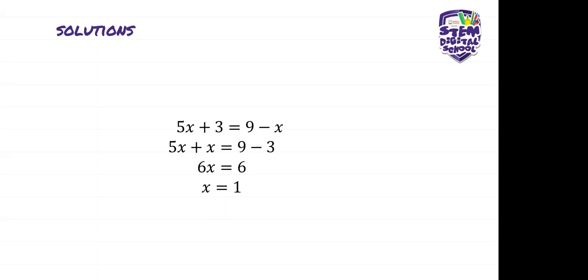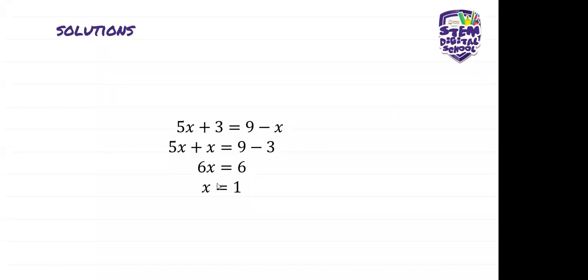And sure, you can test, and once you test it, you'll be able to see that it will give you the correct answer, because on the left-hand side, 5 times 1 is 5, and 5 plus 3 is 8. So the left-hand side gives 8, whereas on the right-hand side, 9 minus 1 is also 8. So the left-hand side and the right-hand side are equal. What does this mean? This means that our answer is correct.